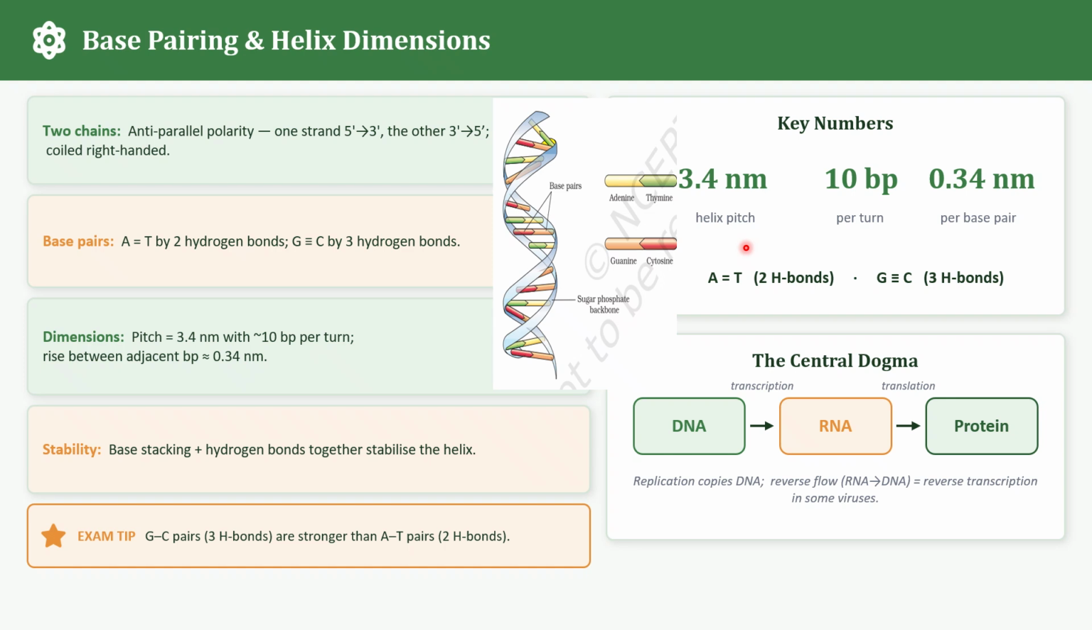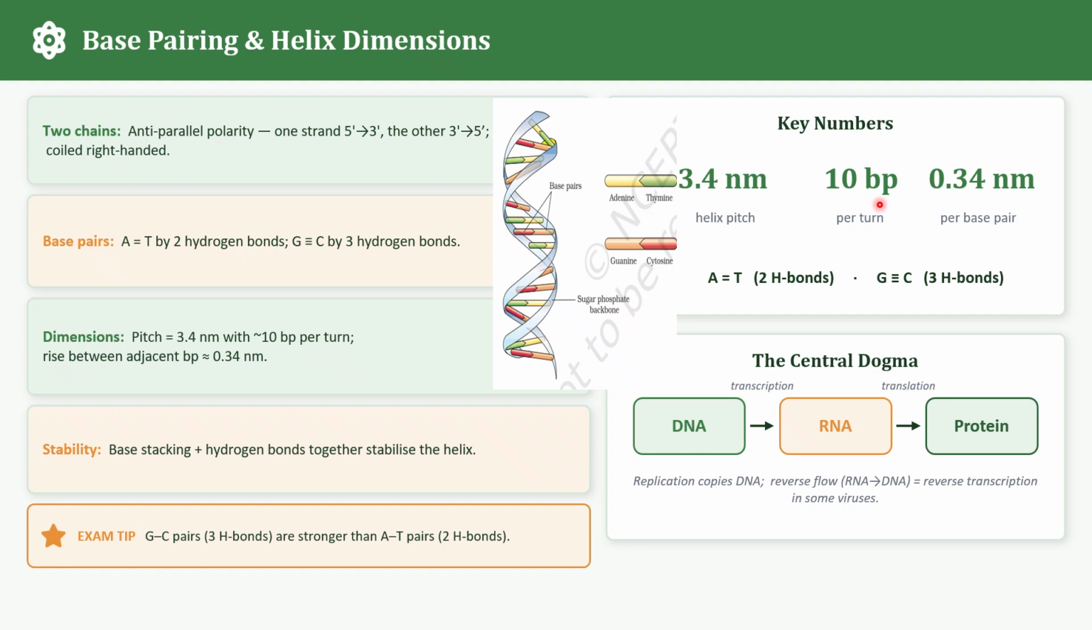The distance covered by one complete turn is called the pitch. The pitch of the DNA is 3.4 nanometers. Yes, nanometers. And now the next one is the number of base pairs.